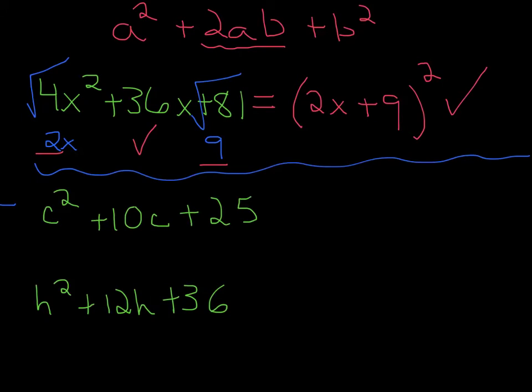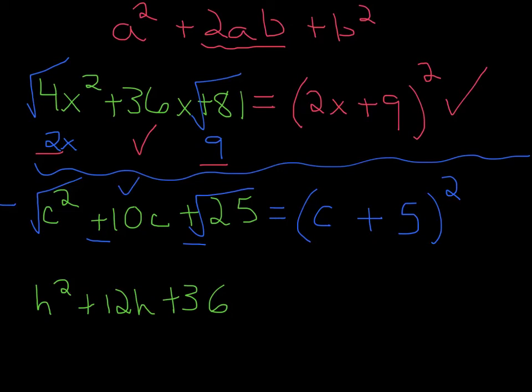So real quick, these two examples I'm just going to tell you are perfect square trinomials. So we're not going to do the test. Let's see how fast we can factor it. C squared plus 10c plus 25. It's going to be a binomial squared. Square root of c squared is c. Square root of 25 is 5. Everything is positive plus. And 5 times c doubled is 10.